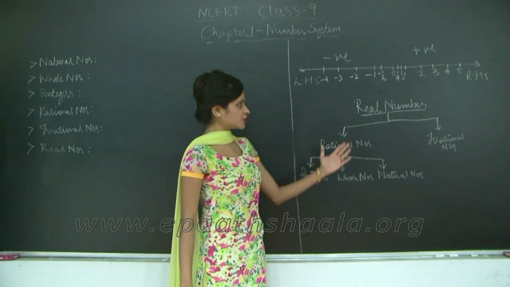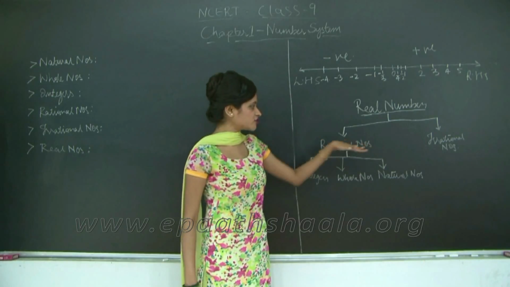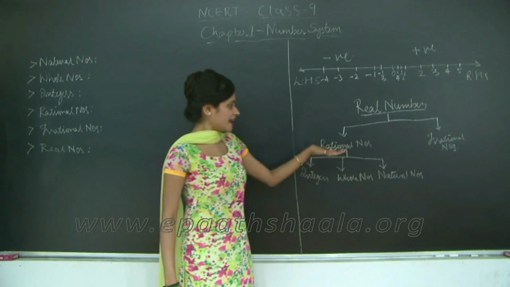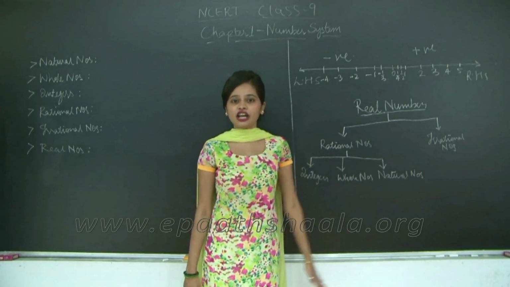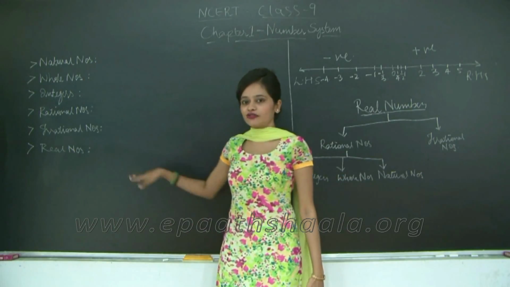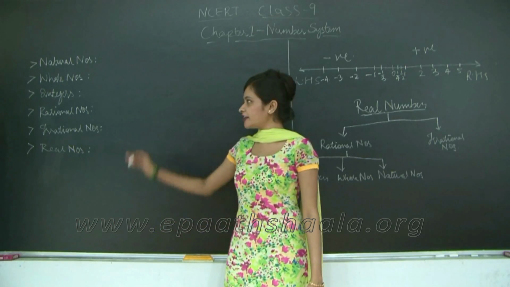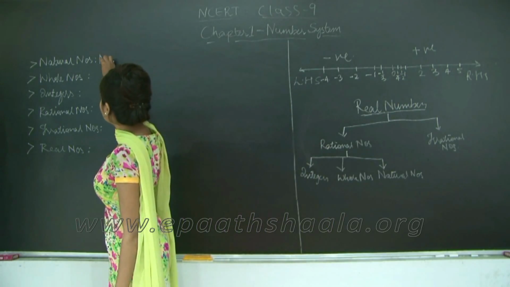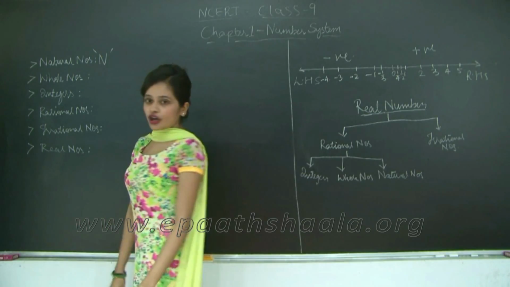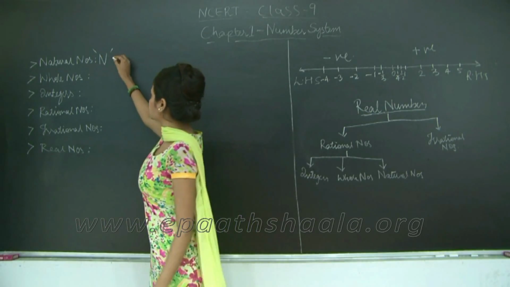So just a quick revision, real numbers are categorized into two sections, rational and irrational numbers, and rational numbers are further divided into integers, whole numbers and natural numbers. So now let's take a look at each of these definitions. Natural numbers are denoted by N. N for natural numbers.